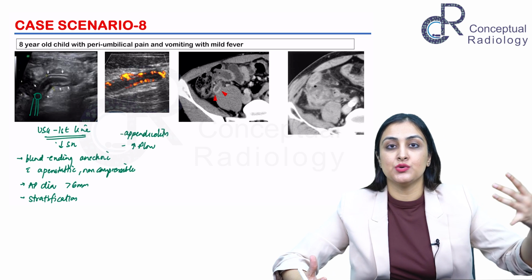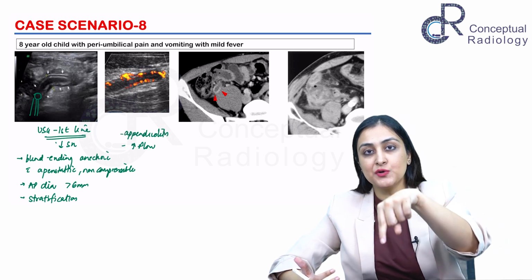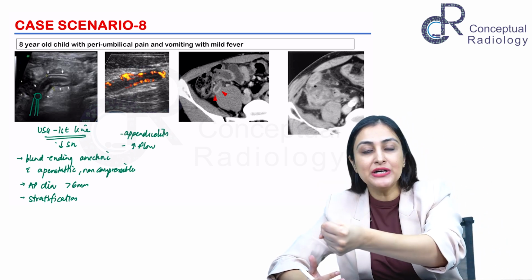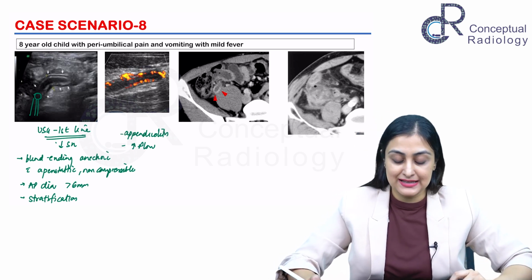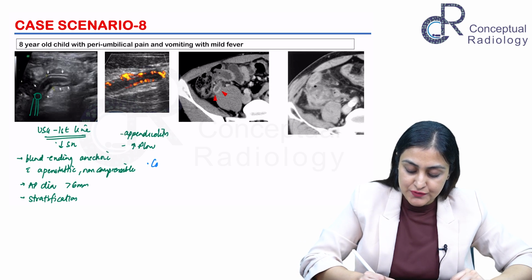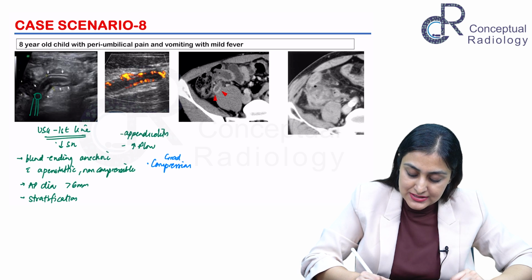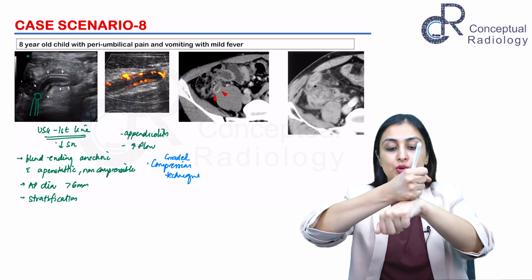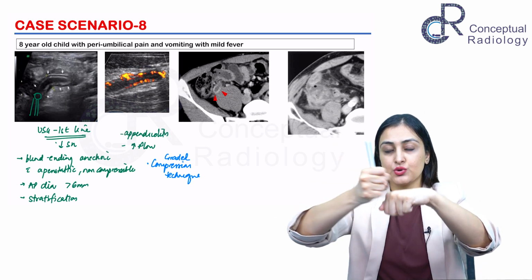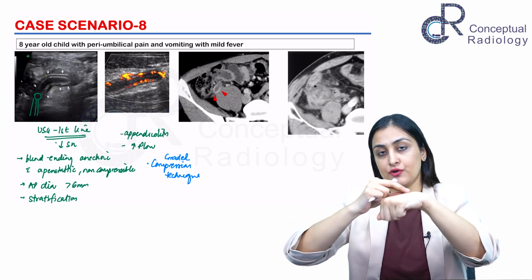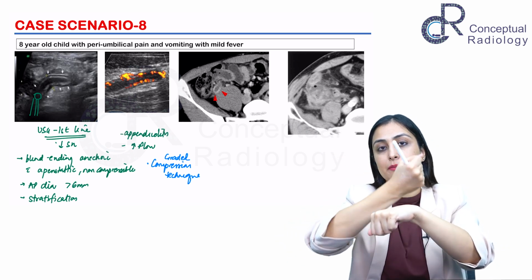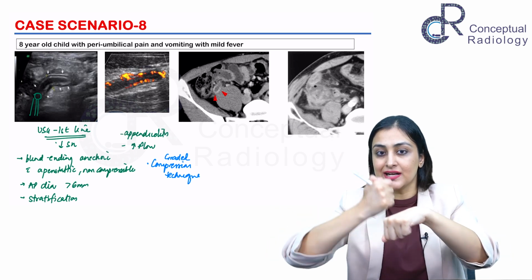A lot of times, you will have a child pointing to you saying this is where I have the pain. The moment you keep the probe, you'll see it. But you're not lucky in all cases like that. So what are the different things that you can do? One is a compression, better known as the graded compression technique, wherein slowly you keep increasing the compression on the abdomen and you're shifting the overlying bowel loops away from the appendix, right?